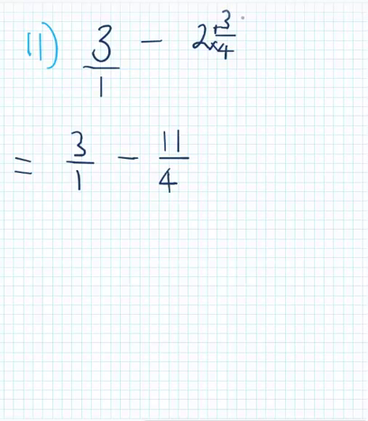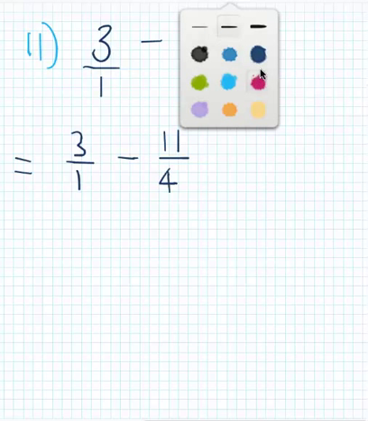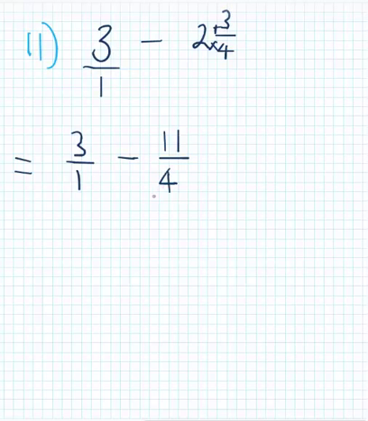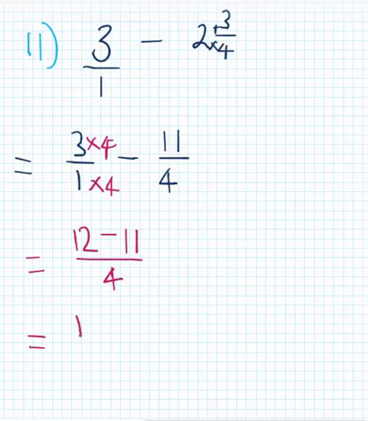Now my next step is, well, I now need the 1 and 4 to be the same. So I know I can turn my 1 into a 4 by multiplying it by 4. So 1 times 4 and 3 times 4. So then I have them both over 4. And 3 times 4 will give me 12, take away 11. Okay? And then 12 take away 11 I know is 1 over 4. And that is my final answer, 1/4.